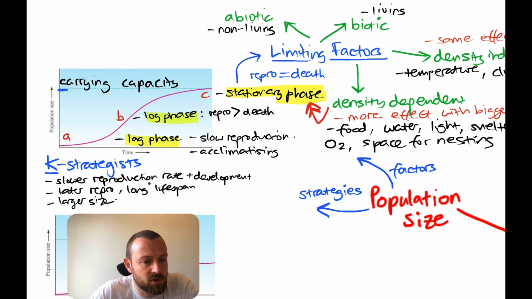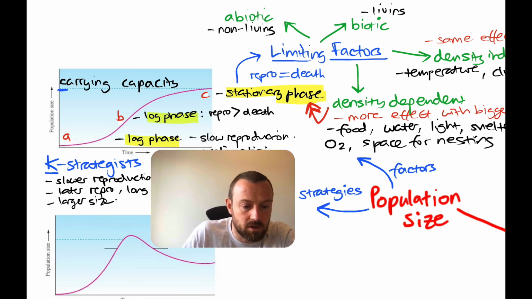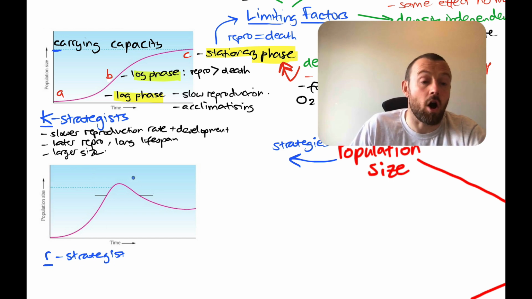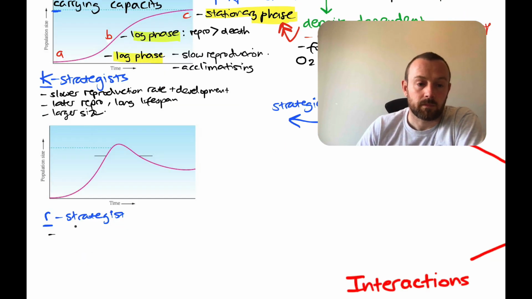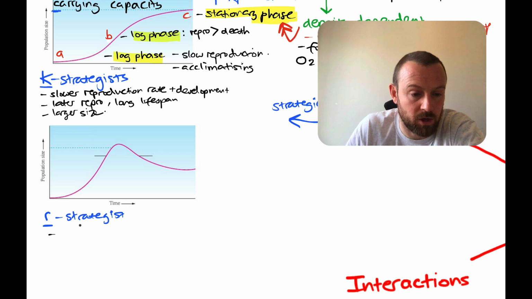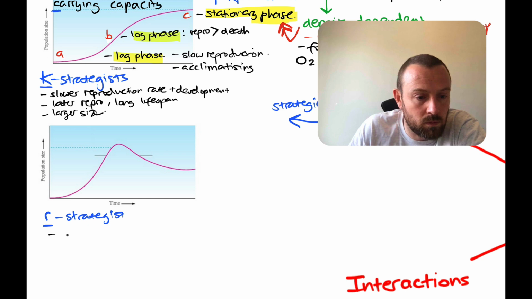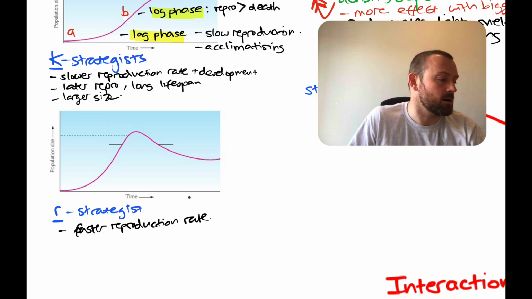Whereas the other type of strategist is called an R strategist. This graph down here shows an R strategist. R for this one is R for reproduction. R strategists are the opposite, they're much smaller. R strategists have a much faster reproduction rate. The main thing that distinguishes K from R strategists is the reproduction rate. So, faster reproduction. And they tend to be quick developing.